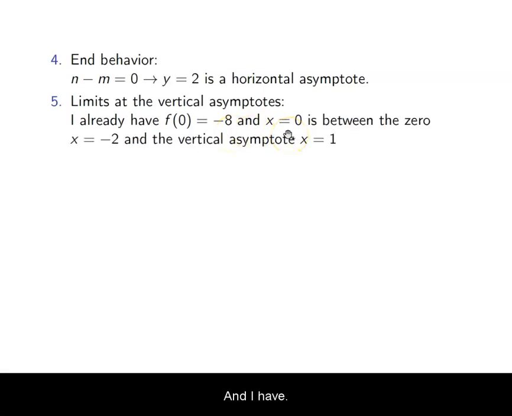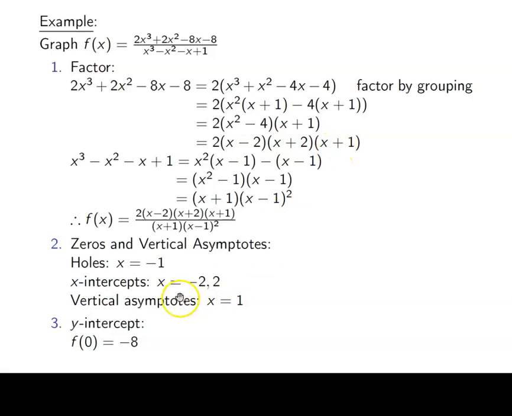And x equals 0 is between the zero at -2 and my asymptote, right? So let's kind of go back here a little bit. On the left side of my vertical asymptote is the zero at -2. On the right side of my vertical asymptote is the zero at 2. In between the zero and my vertical asymptote is the point x equals 0.